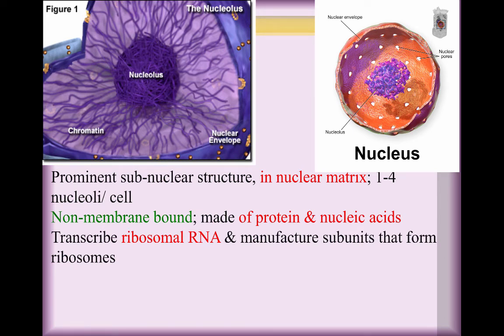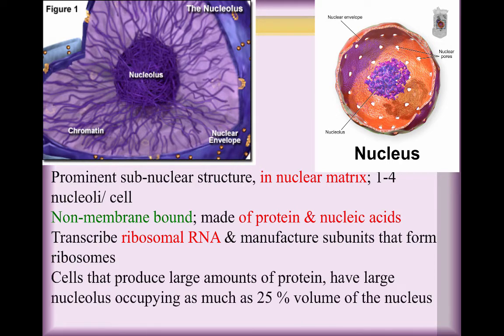And again, what happens here is we get transcription of ribosomal RNA, and this is where we manufacture those subunits that are going to form ribosomes. We'll talk about those ribosomes later on. We'll also talk about transcription. Many of you remember from biology class what transcription is. We'll go over that. If you don't remember very well, or if you didn't cover that, we will talk about that in class. And again, cells that produce lots of protein will have large nucleoli and will tend to have more than one of them.